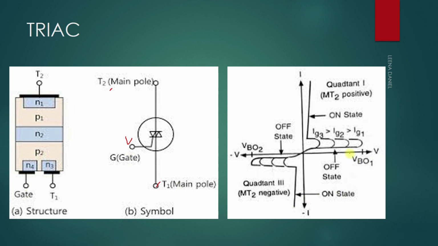Through this gate terminal we can turn on at any point of the input wave. So it can be controlled in both directions. It is operated in the first quadrant and third quadrant, and in both forward and reverse conduction we can control this switch. So the operation of the triac is similar to a thyristor, but it is a bidirectional device. It can conduct in both directions, forward and reverse.